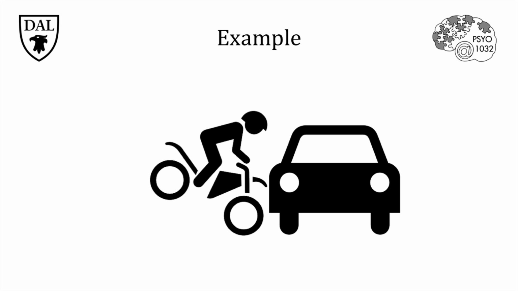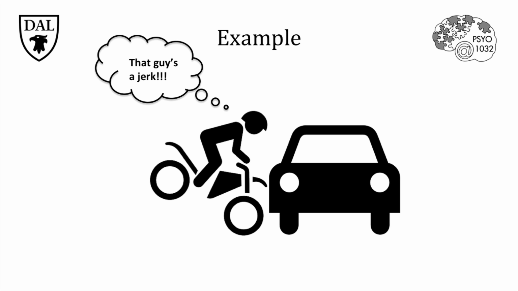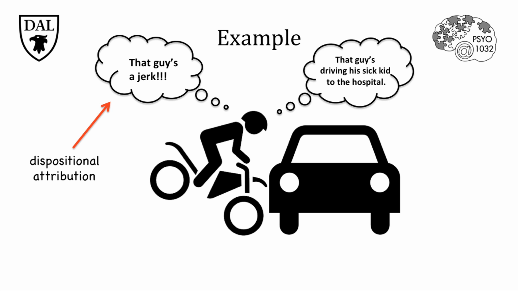Do you explain his behavior like this? That guy's a total jerk. How did he get his license? If so, you've made a dispositional or internal attribution for his reckless behavior. Or rather, do you explain his behavior by looking at factors outside of his personality, considering that he might have an emergency situation that requires him to drive fast and furious to help someone? If this is where your mind takes you, you've made a situational or external attribution.